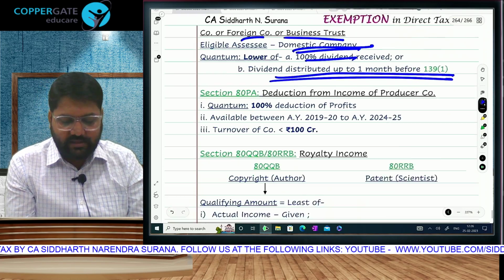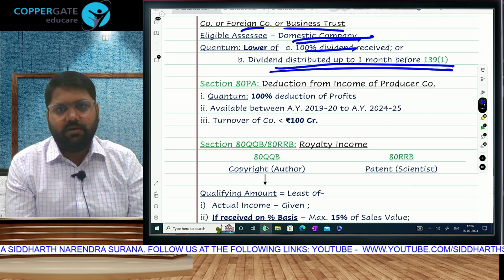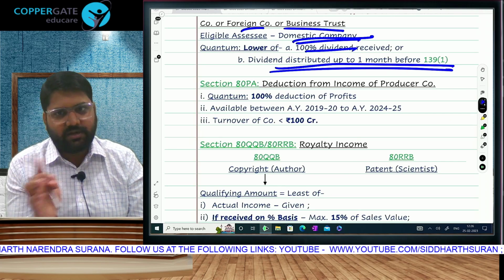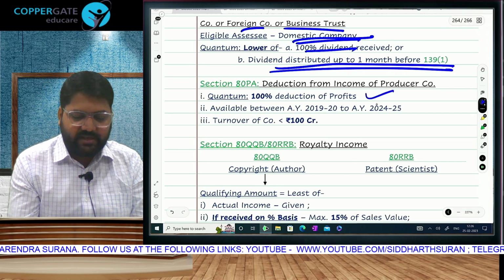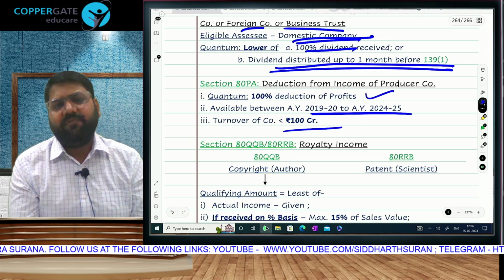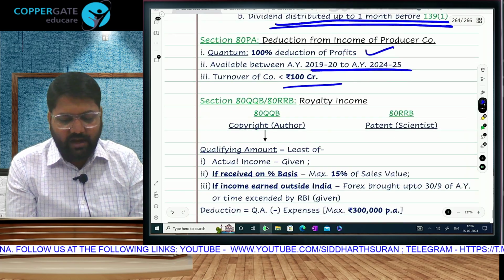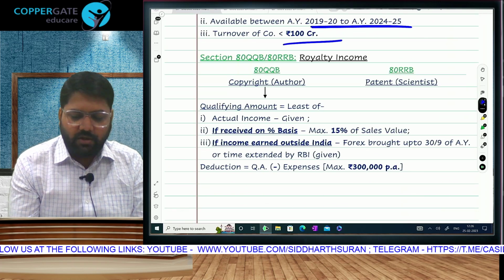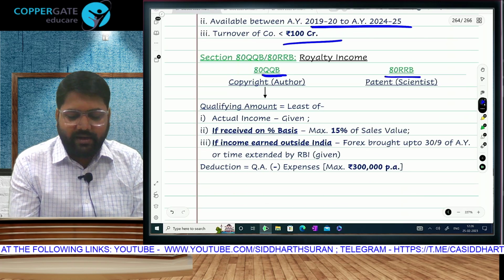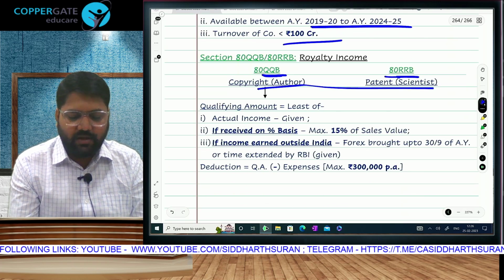Next, any income of a producer company, not current job, but a producer company as per company law, then 100% deduction of profits of this period, provided your turnover meets the criteria. And finally, in case of royalty income, 80QQB and 80RRB. This is for author, this is for scientist.